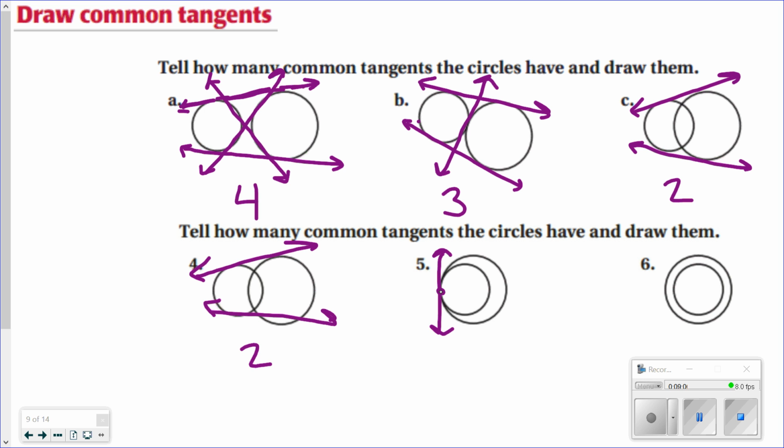How about for number 6? How many tangents could I draw here? The answer is 0.